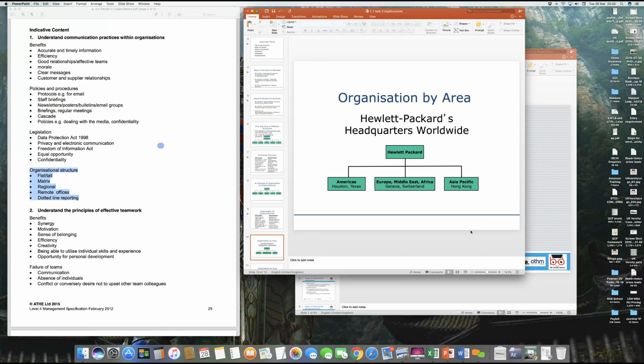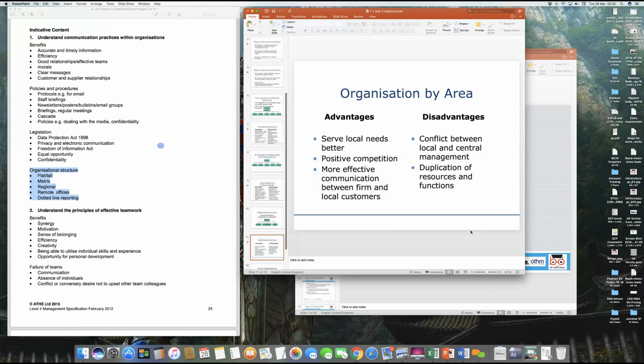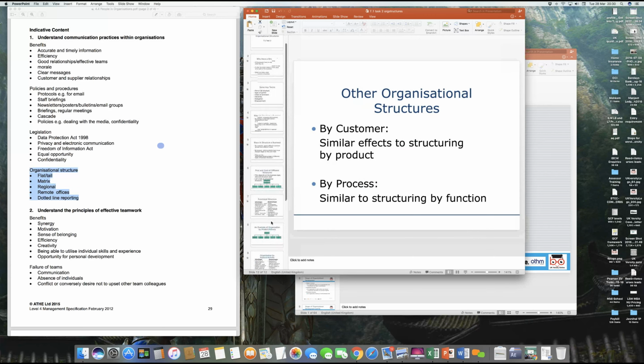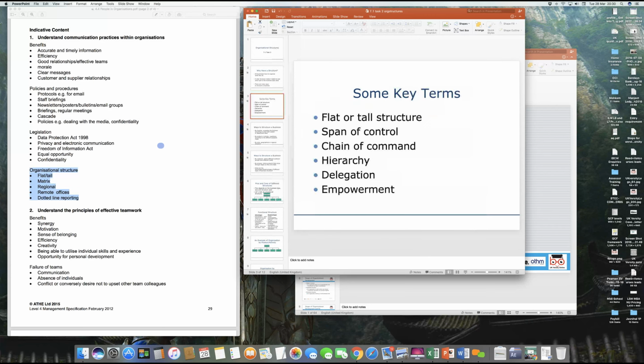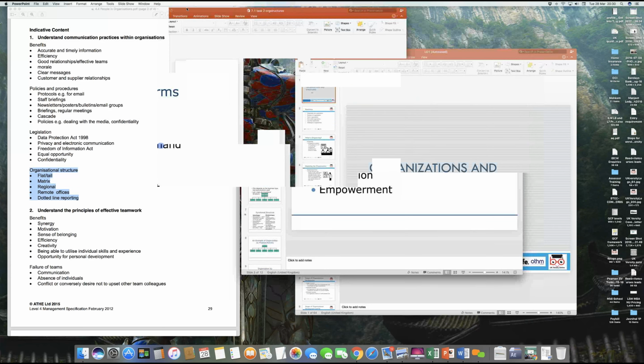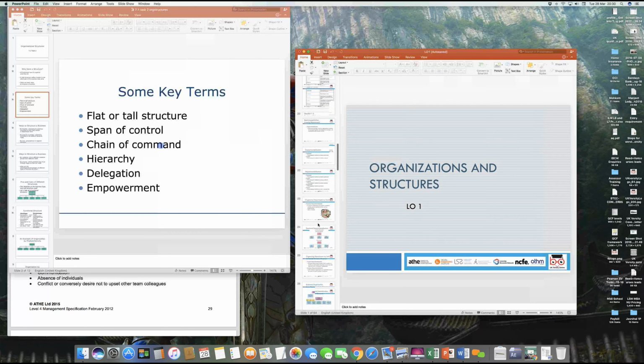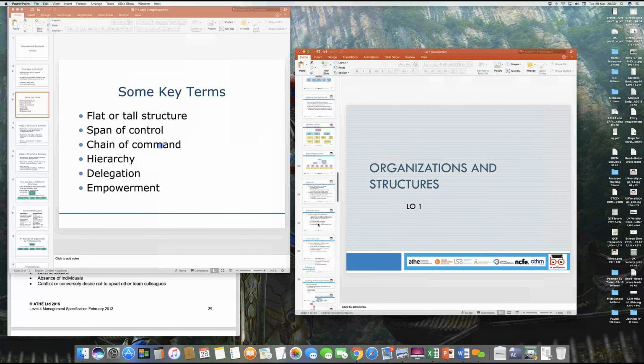Okay. And then what we can look at in particular would be structures based on the type which we talked about here, which is matrix, and within a matrix we looked at division, and within division we looked at functional.